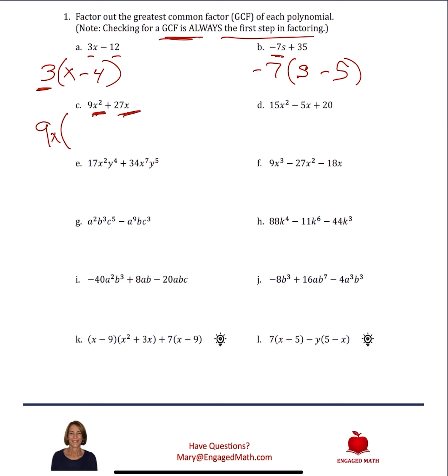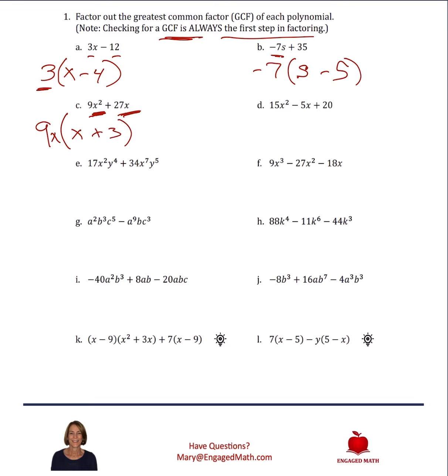So the largest power of x that we can take out is to the first, because it's the only power that is common to both 9x squared and 27x. If we tried to take out 9x squared, we would end up not having a way to factor it to get back to 27x, unless, of course, we use negative exponents. So it's 9x on the outside, and on the inside, it's simply x plus 3.